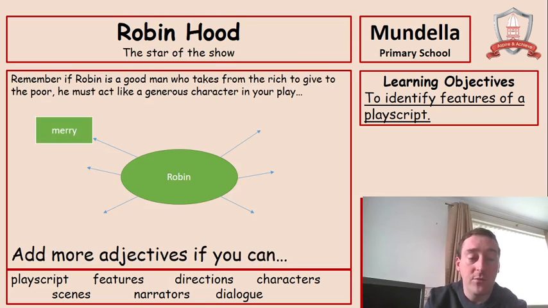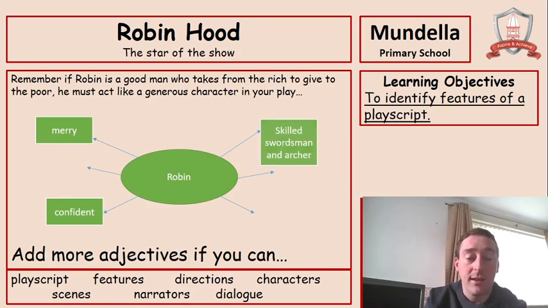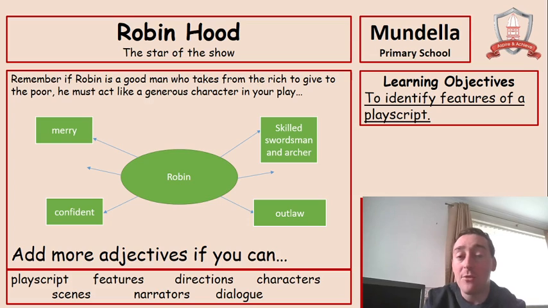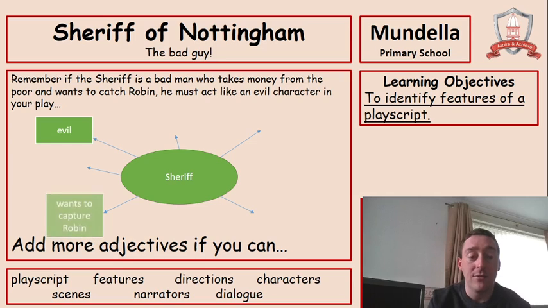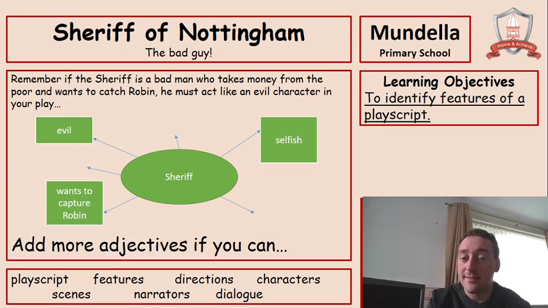So with Robin, we know that he's merry, confident, a skilled swordsman and archer, and he's an outlaw as well. So we can use that to help us write our character list when we're writing about Robin. With the Sheriff of Nottingham, we know that he's evil, wants to capture Robin, he's selfish, he's rich. So we can write our character list with the Sheriff of Nottingham with these different things.